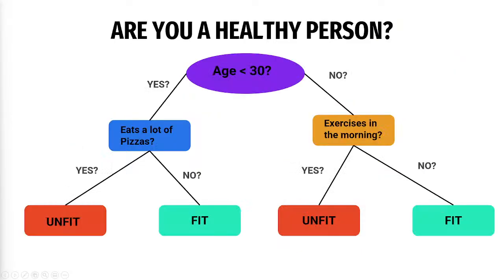There may be various examples. Are you a healthy person? Then age-wise, you decide. Then you ask questions like your eating habits, your exercise habits. Yes, no, and then you decide if you are fit or unfit. So fit means, suppose, zero, and unfit means one, or you can take true, false. So there will be only two answers.